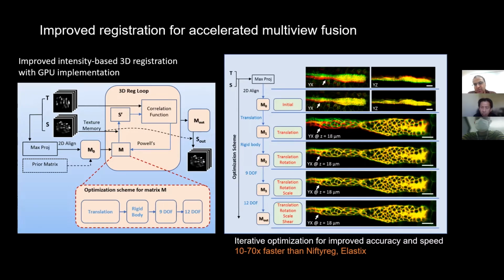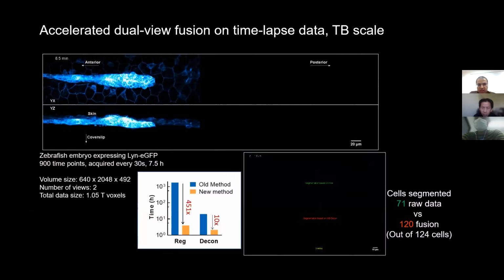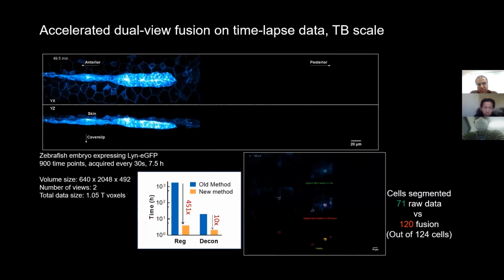And so this method of doing it is 10 to 70 times faster than competing methods that are out there for registering data. And we use this not just for registering multi-view light sheet microscopy data sets, but also for doing stitching on very large data sets.